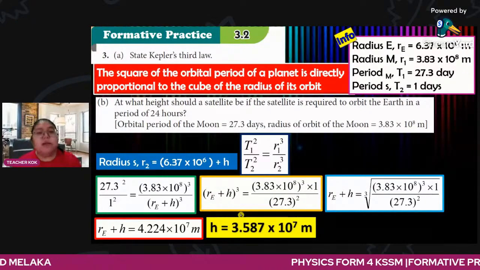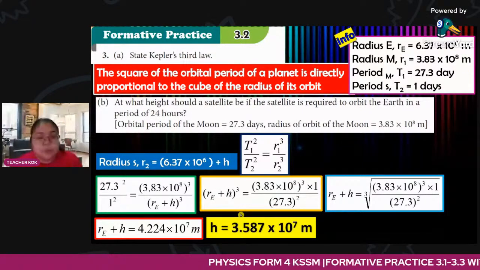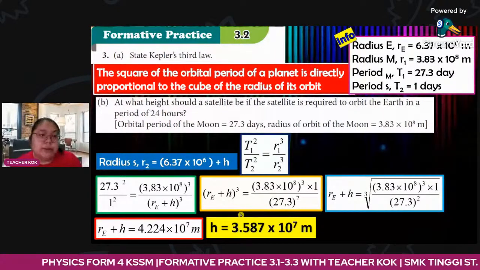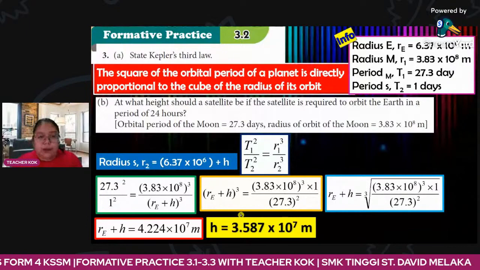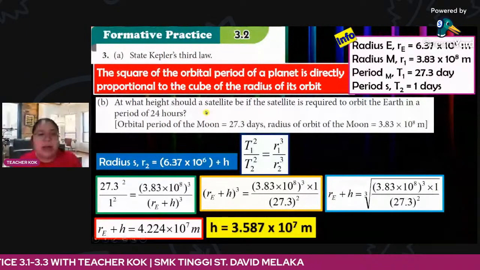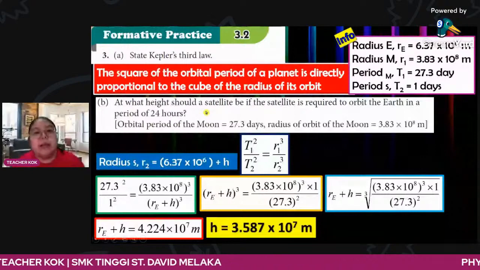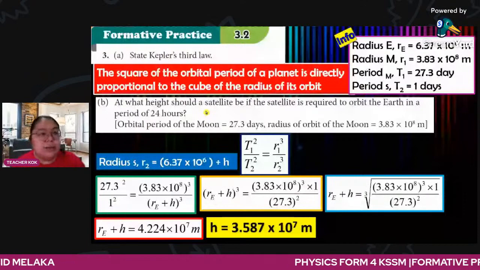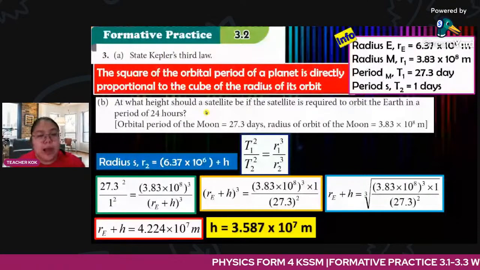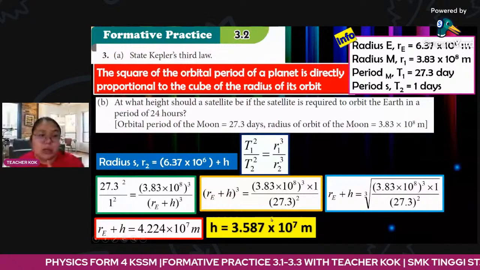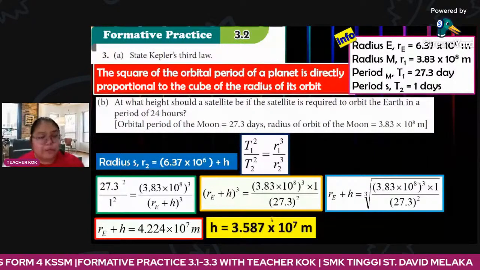Okay, 3.587 times 10 to the power of 7 meters away from the Earth. So finally I can get the answer for the height of the satellite. Then, the height of the satellite, if they want one round around the Earth to take 1 hour. So we count how high the satellite must be located if they want to orbit the Earth in one day, 24 hours.